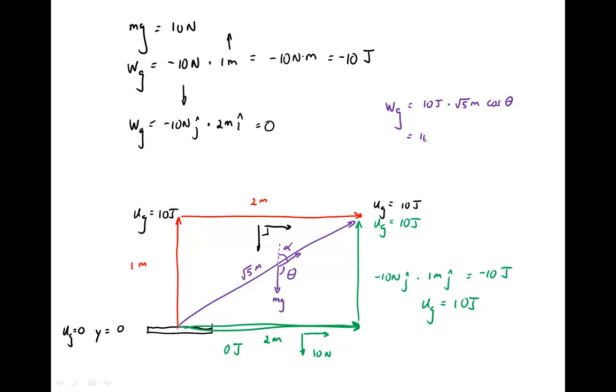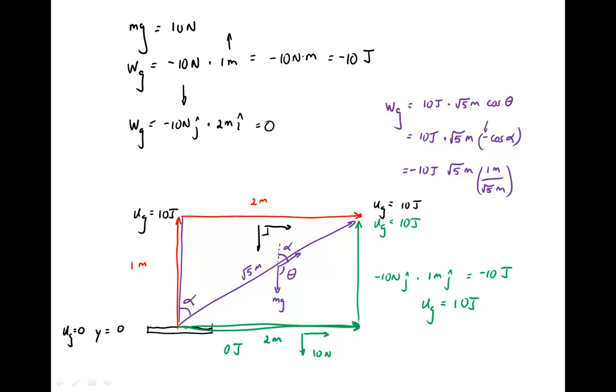So this becomes 10 joules times the square root of 5 meters times minus cosine of alpha. But if this is alpha in here, so is this. There's alpha. And the cosine of alpha is adjacent, that's 1 meter, over hypotenuse, which is the square root of 5 meters. So this becomes 10 joules times the square root of 5 meters times 1 meter over the square root of 5 meters. That's the cosine of alpha. Don't forget the minus sign, so I'm going to put that out front.